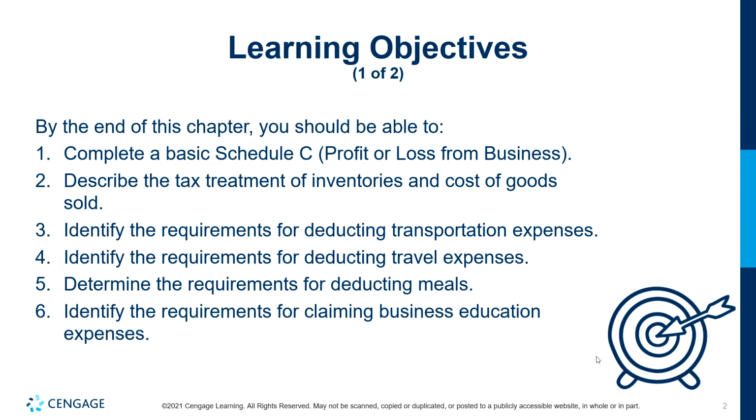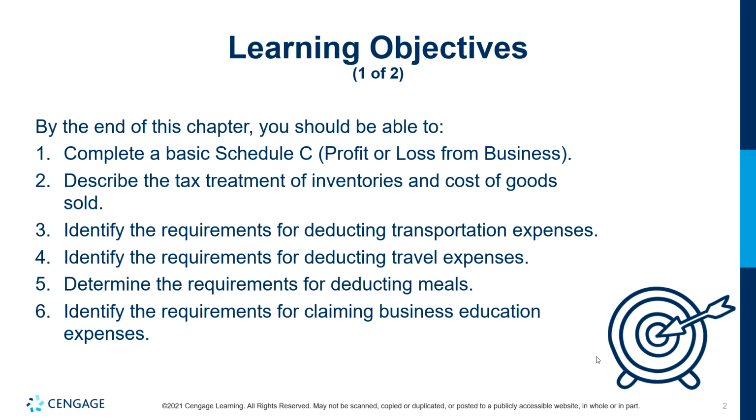So, our learning objectives for this chapter. Remember, this doesn't tell us how many videos we're going to have, just all the fancy objectives that we need to learn. 1. After this chapter, you should be able to complete a basic Schedule C, profit or loss from business. 2. Describe the tax treatment of inventories and cost of goods sold. 3. Identify the requirements for deducting transportation expenses. Yes, that's a good one right there.